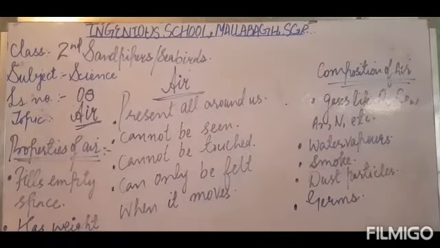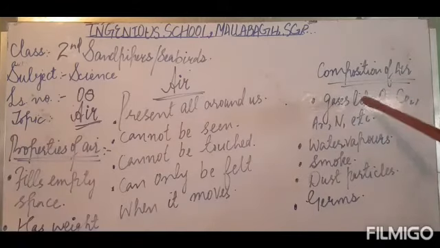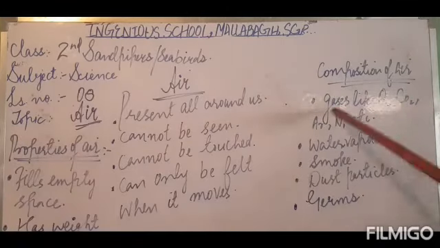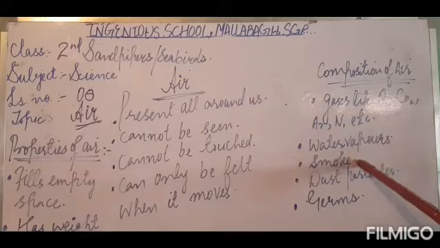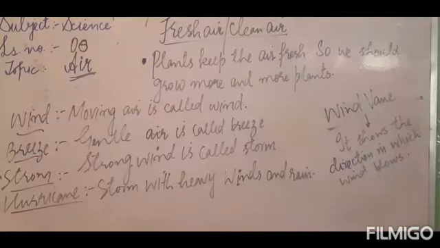What is the composition of air? That is what air constitutes. Air consists of gases like oxygen, carbon dioxide, argon, nitrogen, etc. and many other gases, okay? It also contains water vapors, smoke, dust particles and germs. Got it?